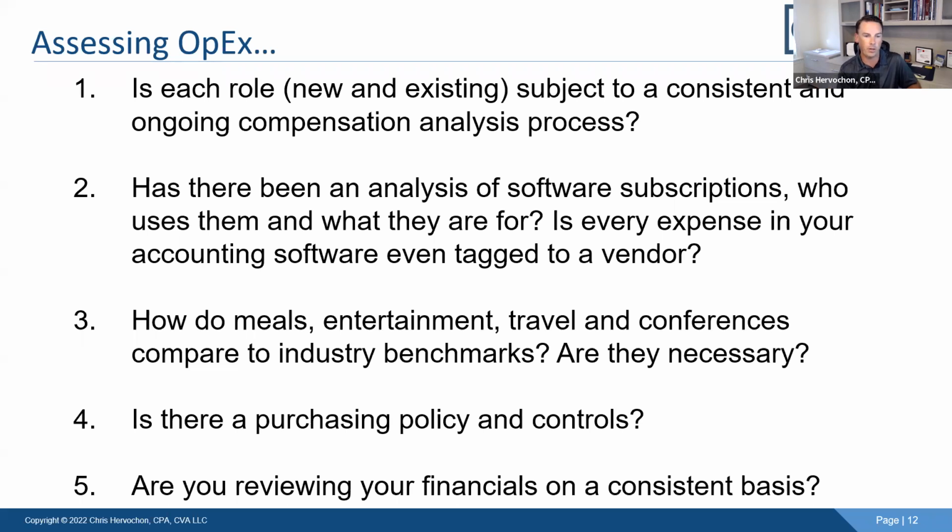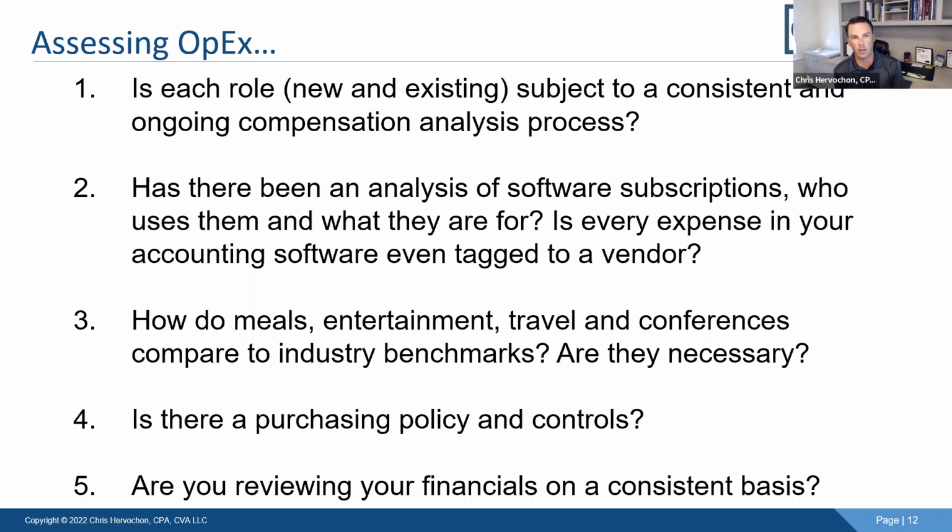So that's number 1. Make sure that there is a process in place on an ongoing basis to make sure that you're paying your people what they should be paid. And that also goes the other way too. Make sure you're not paying too much. There should be a process in place where, again, you're not just sticking your finger into the wind and seeing which way the wind is blowing.